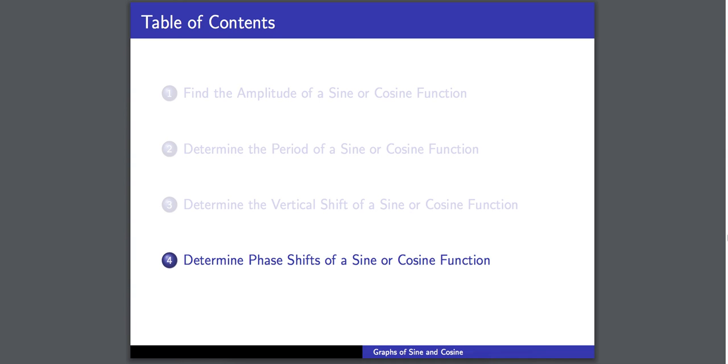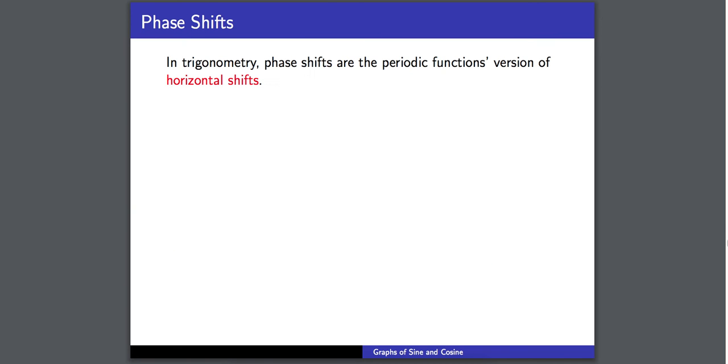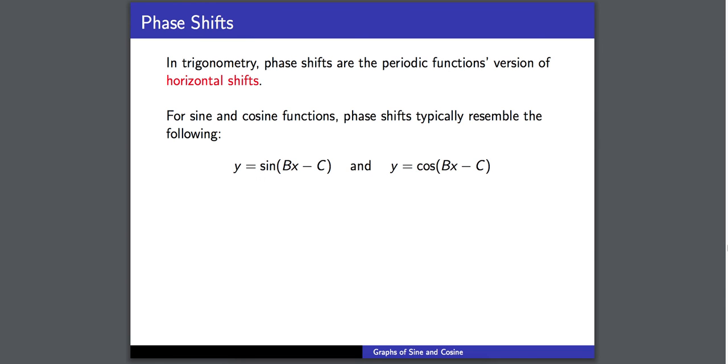Alright, in this video we're going to look at phase shifts for sine and cosine functions. A phase shift is the trigonometric version of horizontal shifts that we talked about earlier in the course. So they're just the periodic functions version of horizontal shifts. So for sine and cosine, as well as the other four that we'll talk about later, phase shifts are nothing more than horizontal shifts. With horizontal shifts, you add or subtract something inside the function.